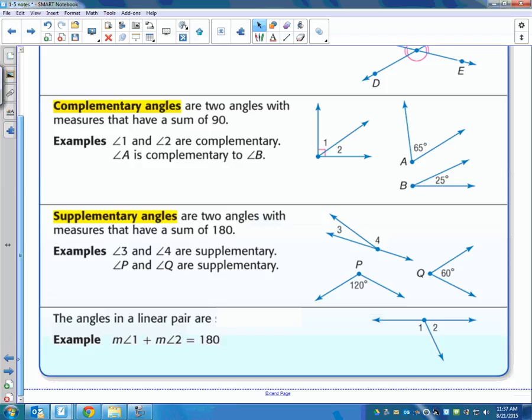So I've kind of already said this, but a linear pair makes a straight line. So a linear pair will always add up to 180 degrees. So if you have a line with two angles in it, you know they are supplementary. You know that they are a linear pair because they add up to 180.